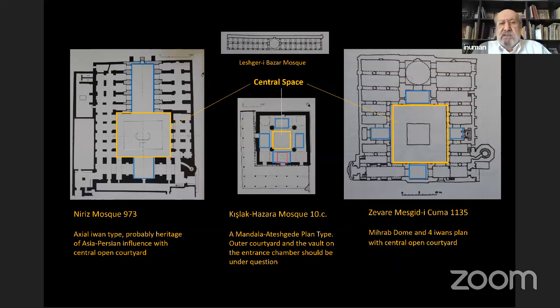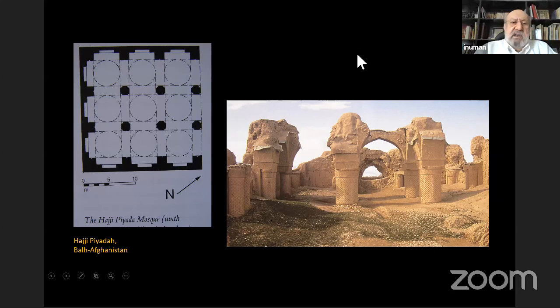Again, we see the influence of the Kushlak Hazara Mosque, of the other Seljukid mosques. Of course, there are other typologies, like adding some more domes. Instead of having 1, 2, 3, 4 iwans and one dome in the middle and four domes on the corners, they have 9 domes like this, which is again very important for the future Ottoman architecture.